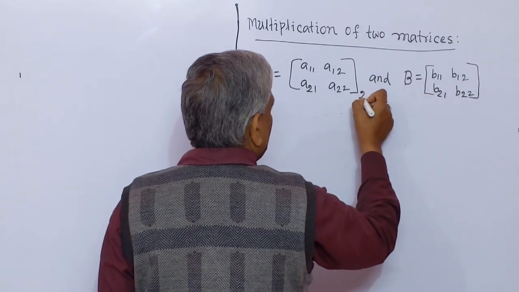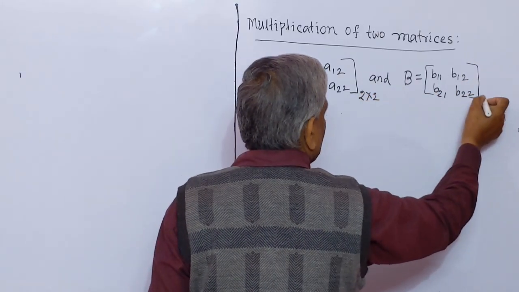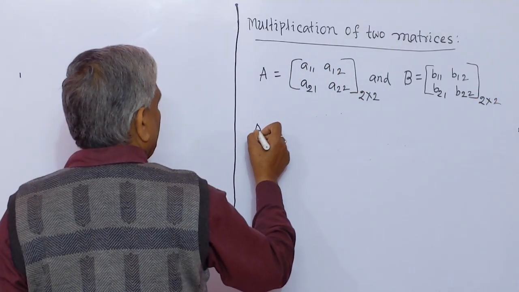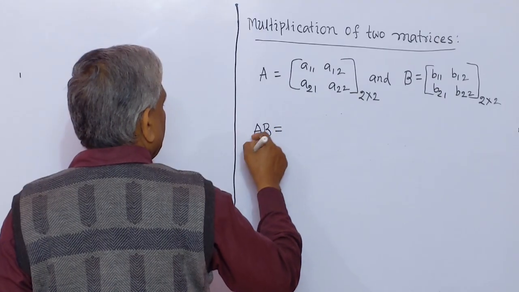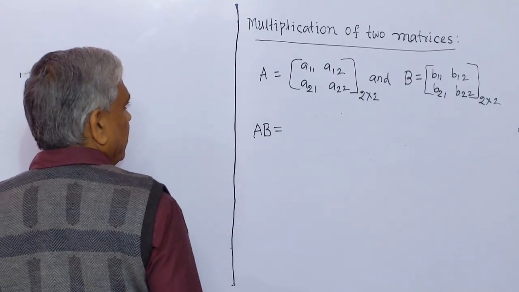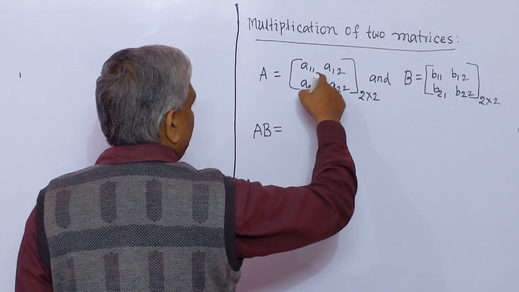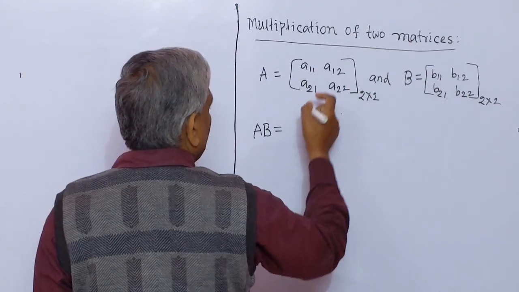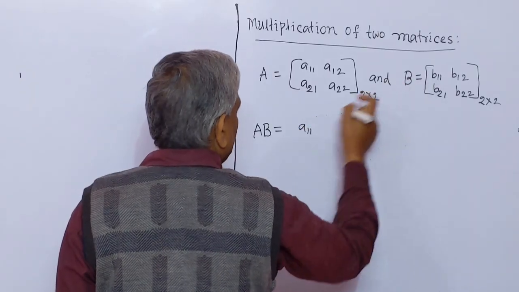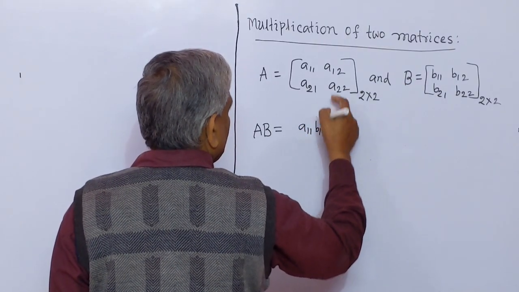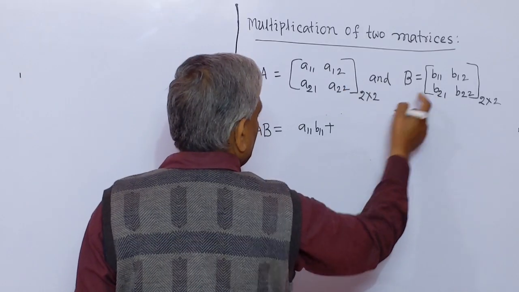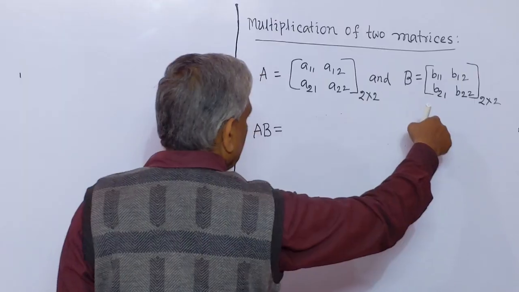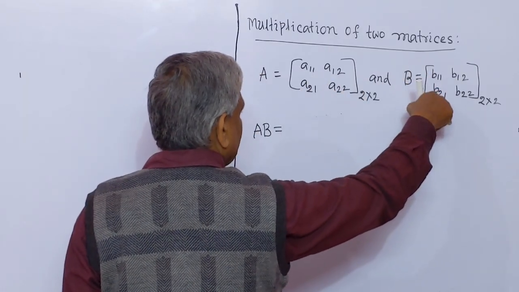This is a 2 by 2 matrix, and this is also a 2 by 2 matrix. For multiplication of these two matrices, A multiply B, we take here the first row, here the first column: first row A11 times B11, plus first row A12 multiply B21. This is called scalar multiplication.